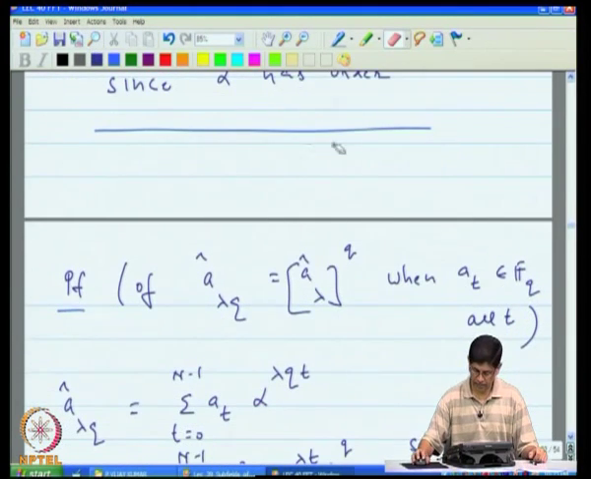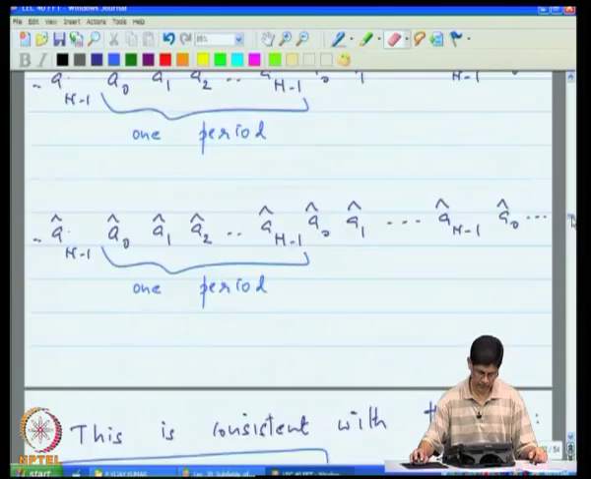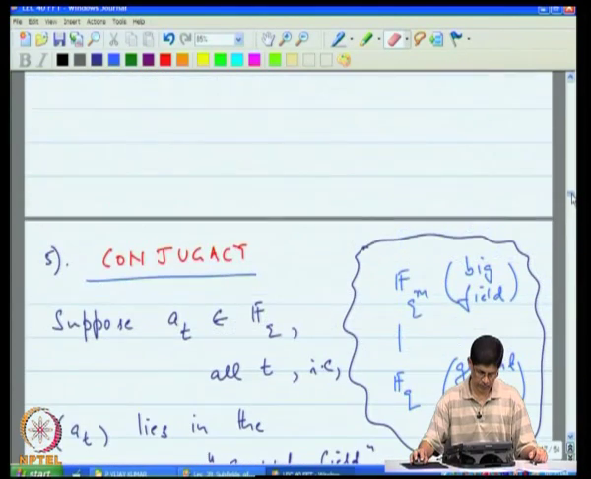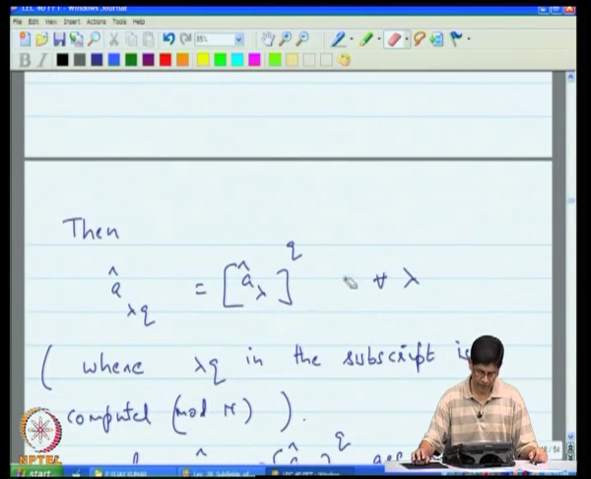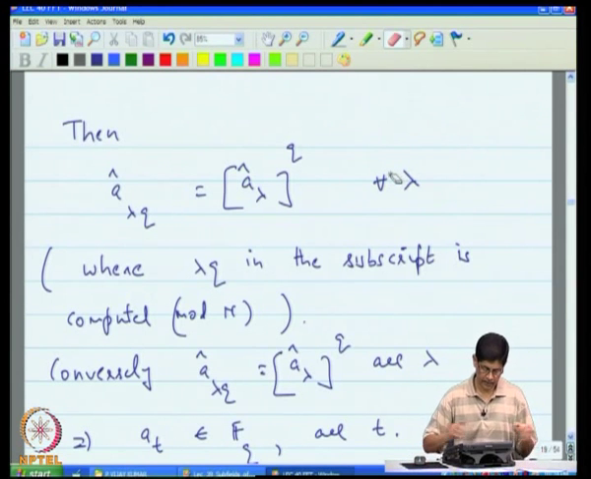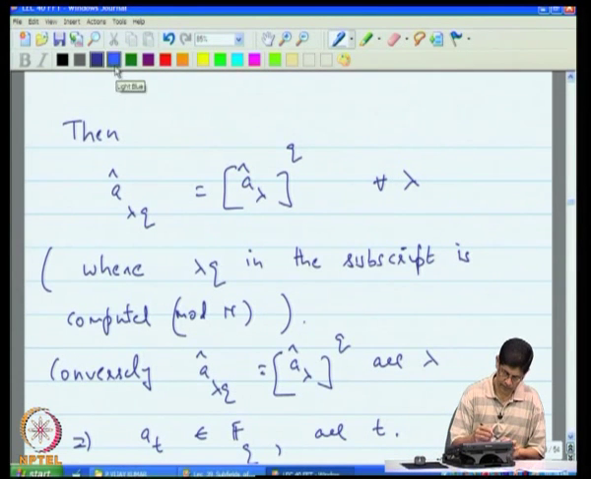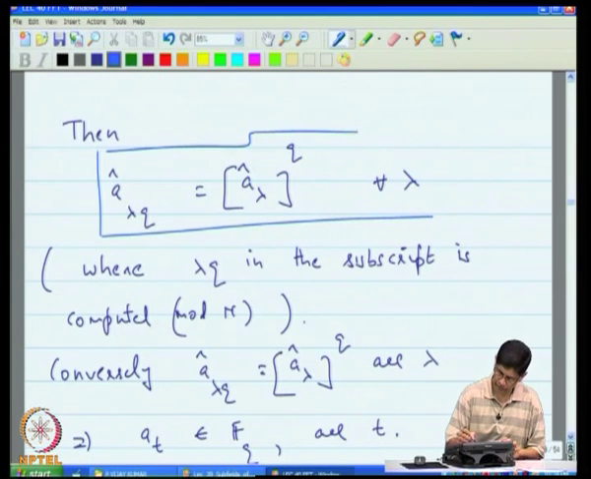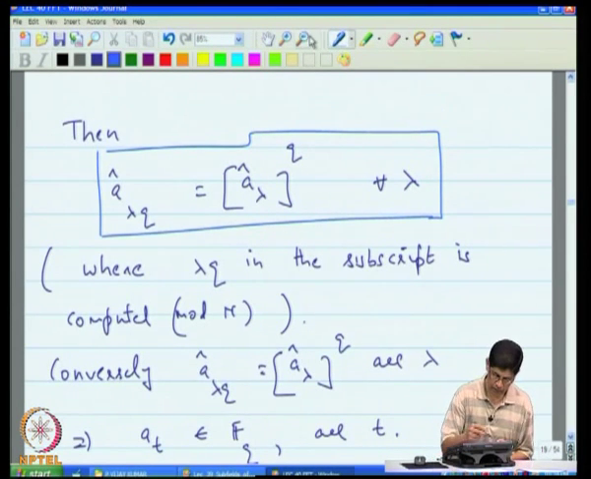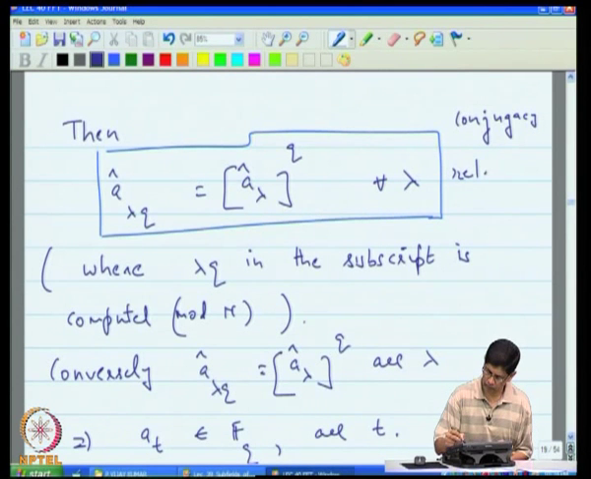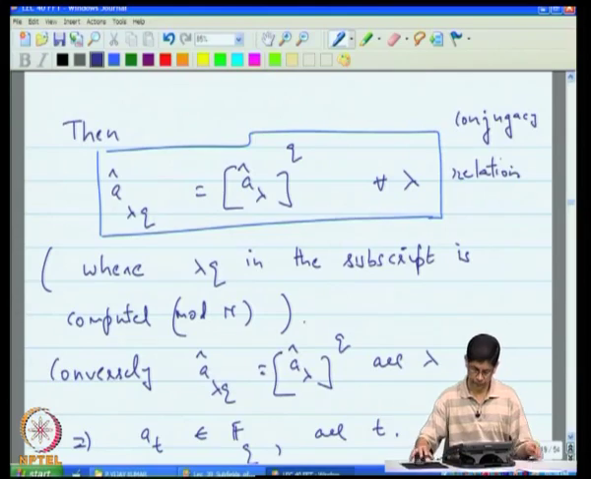Okay. So, with that, now let us get back to our conjugacy relationship. Remember that what we are trying to prove is that if a of t lies completely in the ground field, then in the frequency domain, in the transform domain, you have this conjugacy relation. So, let me formally call this the conjugacy relation.